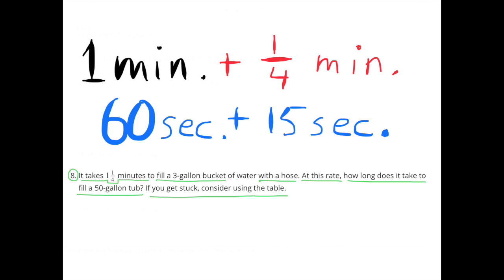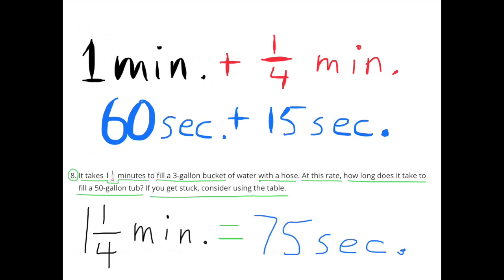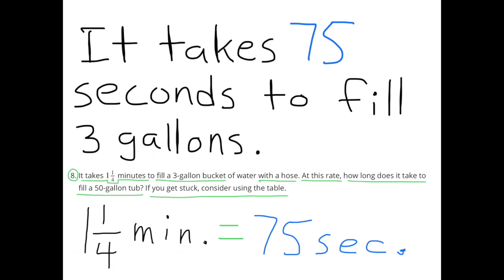So 1 minute equals 60 seconds, and 1/4 of a minute equals 15 seconds. So my conversion tells me that 1 1/4 minutes equals 75 seconds. Now I've rewritten the information to help me answer the question. It takes 75 seconds to fill 3 gallons.